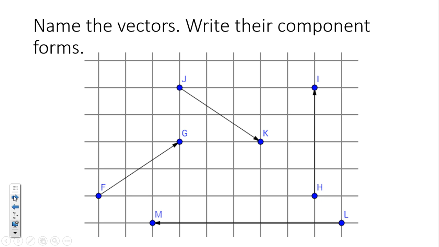Okay. So, next slide, I want you to name the vectors, and then write their component forms. When we're naming vectors, we have to be careful. We always want to start with the initial point and then the terminal point. So locate your arrows. Those pictures, you didn't have to write anything down. That was just some examples of vectors in real life.